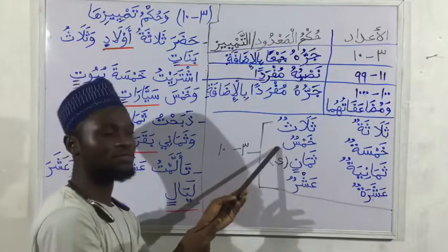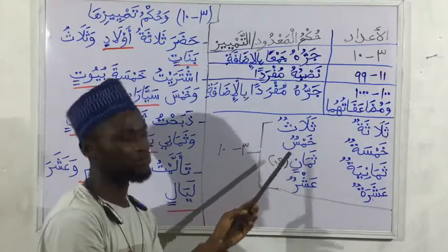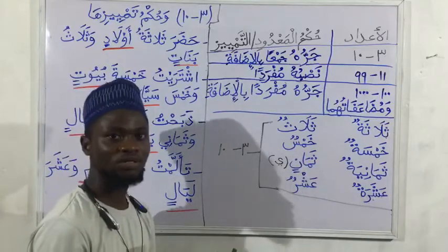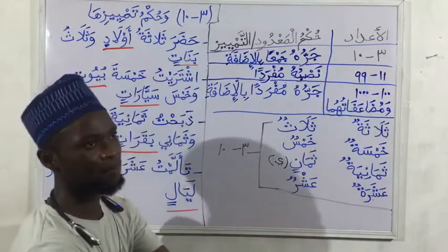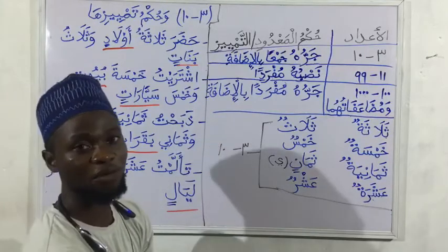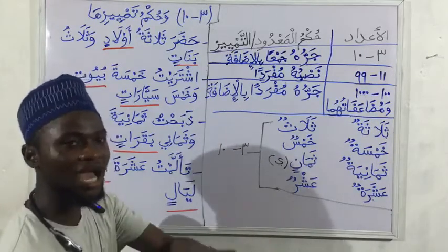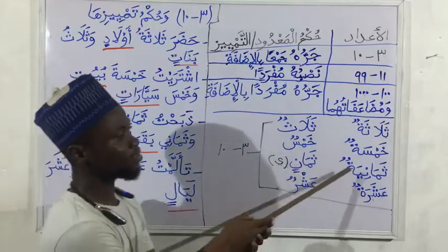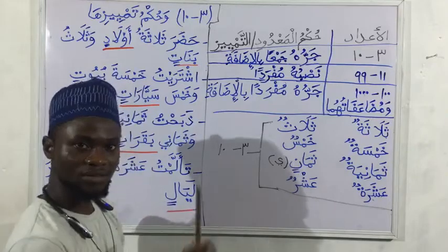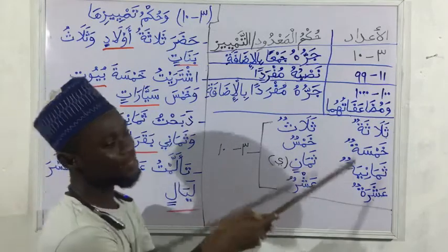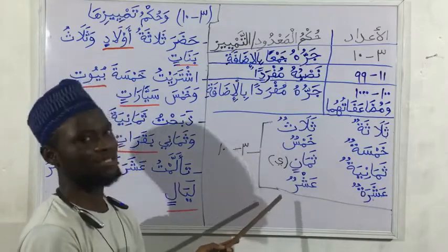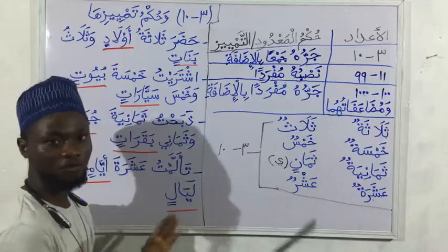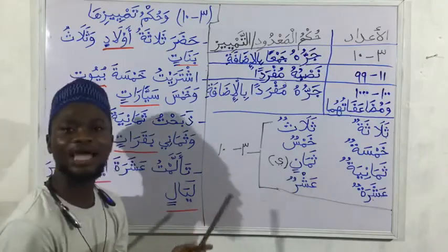Khamsatun, then the masculine form, khamsun. Then the next one, sittatun, then sittun. That's 6, the feminine form of the number and the masculine form, but they are used to quantify the opposite gender. Then sab'atun, 7, sab'un. Then we have thamaniyatun and thamanin. Now look at this one. This is different. Thamaniyatun is the female form for the number, but the masculine form is thamanin.